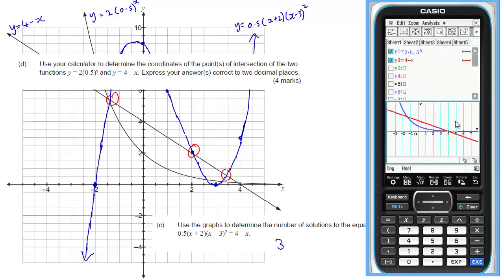Just bring this over a little bit, and then go to analysis, G-solve, and we want intersection, and there's the first one. To 2 decimal places we'll have negative 1.44 and 5.44, and then just hit the arrow here to go across to the other one, and that's 3.86, and if we round to 2 decimal places 0.14.